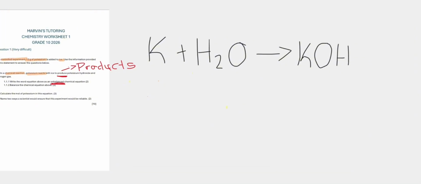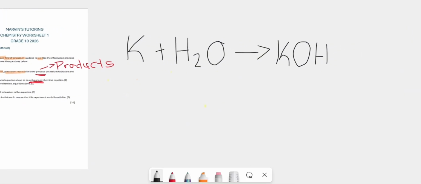Okay, then they tell you your products form. So when they tell you your products form, that means you draw your arrow. Okay, and your products are potassium hydroxide. Now we know hydroxide is OH from our cations and anions. If you don't know that, please go study it. OH minus, but we're not going to put the minus. Okay. Then we're going to look, it says hydrogen gas. Now, I want you to be very careful here, because hydrogen gas is a non-metal. Hydrogen gas is a non-metal.